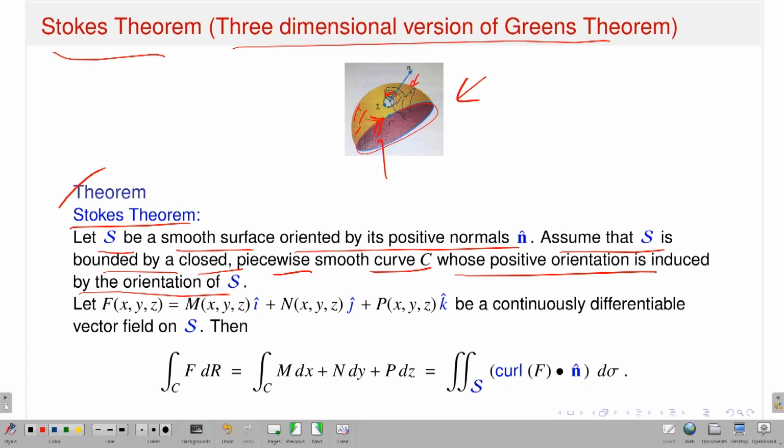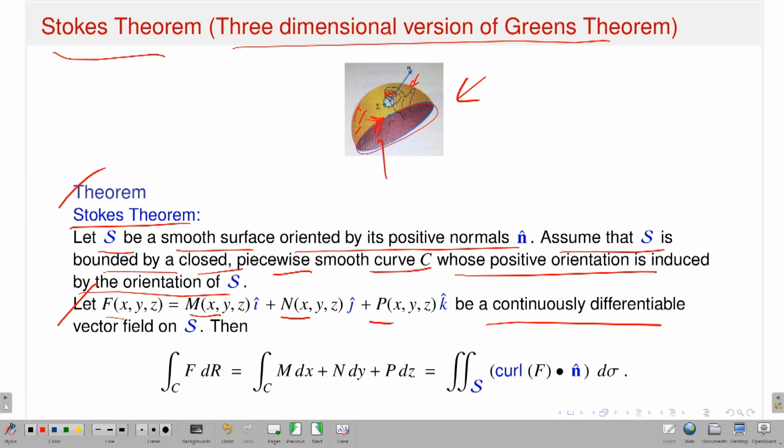Once I have that surface S, then I start with a vector field capital F, that means a map from R3 to R3 whose components are M, N and P, which is continuously differentiable. That means it's a very nice vector field I am talking about. Continuously differentiable means what? It is differentiable and the derivative should be continuous, right?